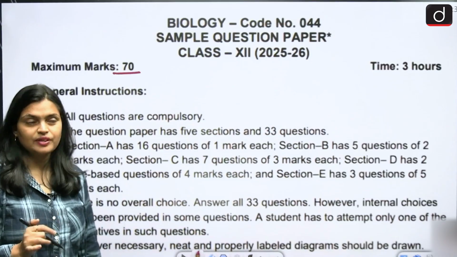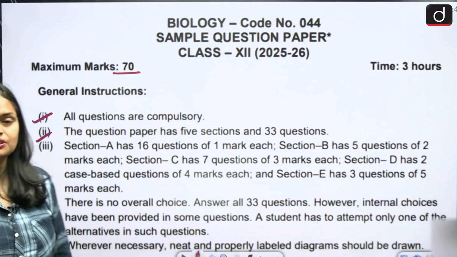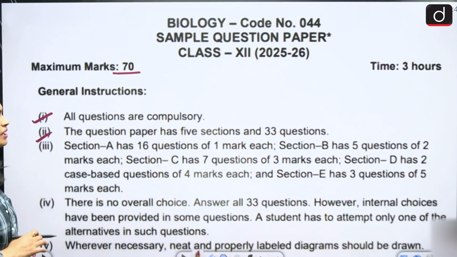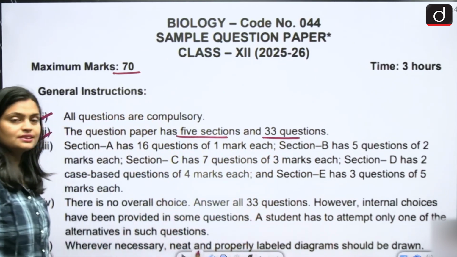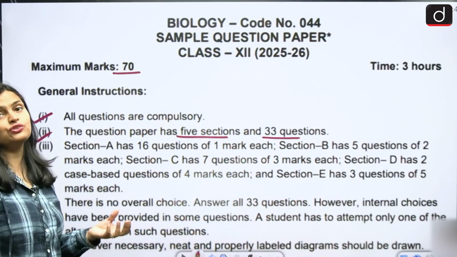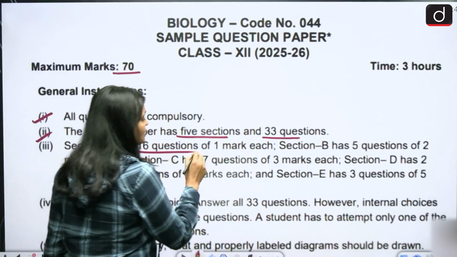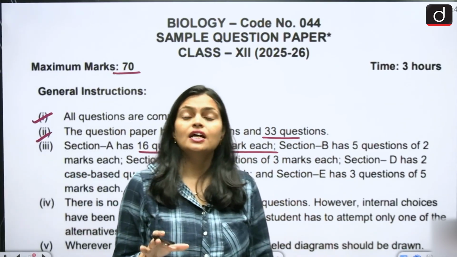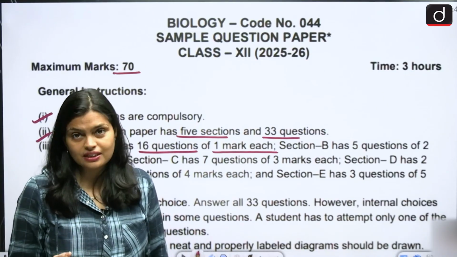The question paper has 5 sections and 33 questions. So in your board exam you have 5 sections, and out of them 33 questions are given. Section A is very important and very scoring nowadays. Why? Because it consists of 16 questions, 1 mark each. Here you will get MCQ based questions as well as assertion and reasoning type questions.